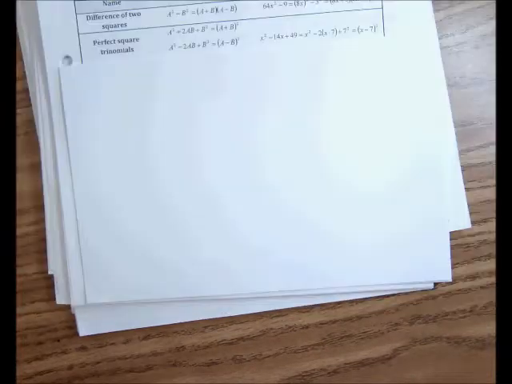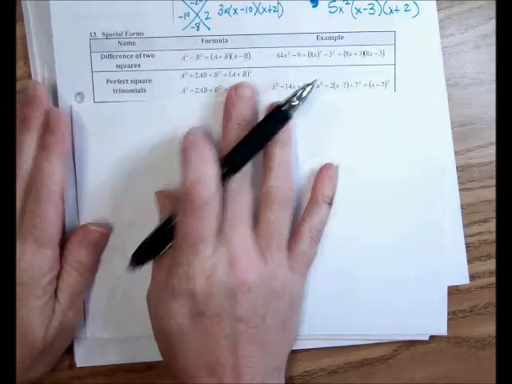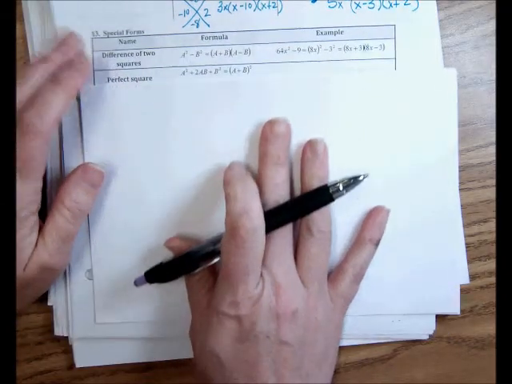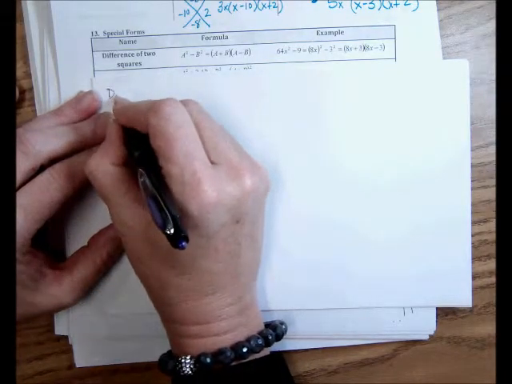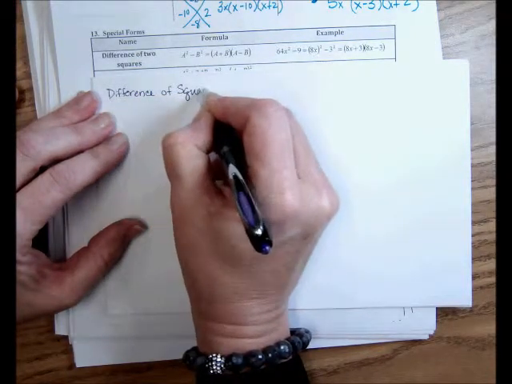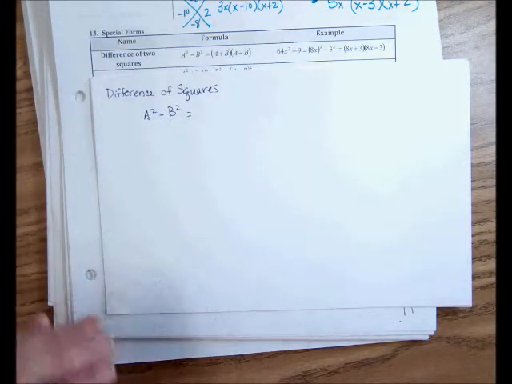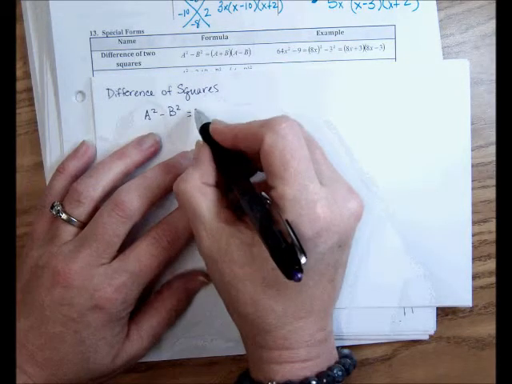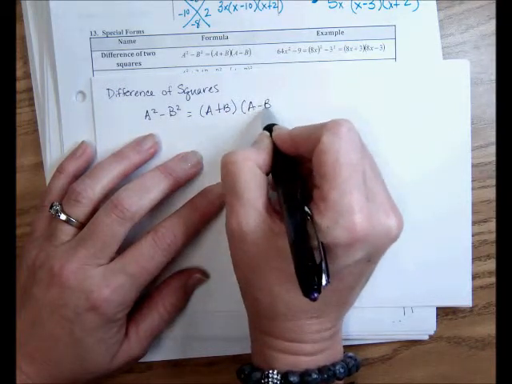Today in class we talked about some special forms of quadratics. When I'm talking about special forms of quadratics, I'm talking about the difference of two squares, and we'll start with that. The difference of squares means a squared minus b squared. When I have two square numbers subtracted from each other, I can factor it to a plus b times a minus b.